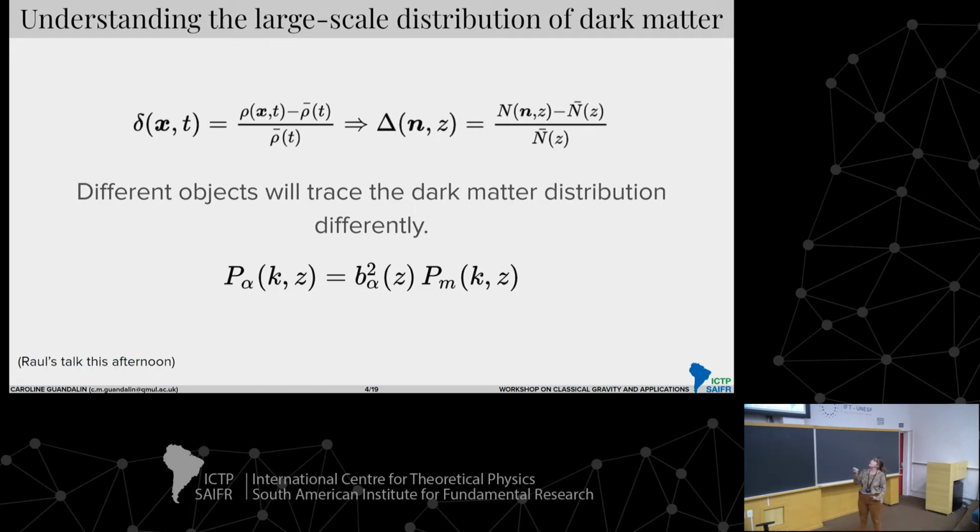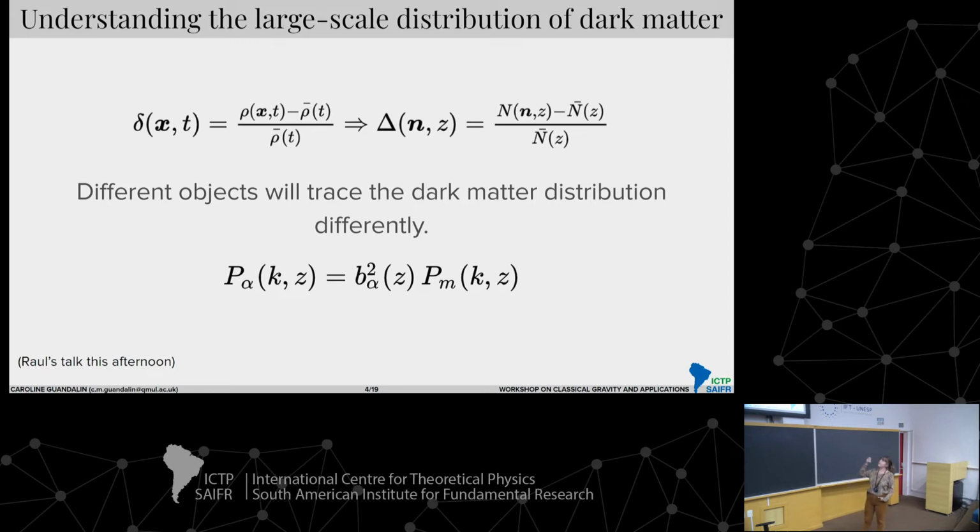And to do that, we compute the number counts. So we count how many galaxies we have in a pixel, for example, and we subtract the angle average of these. And then we can build a sort of density contrast, but now instead of a continuous density field, we use the number counts of galaxies.